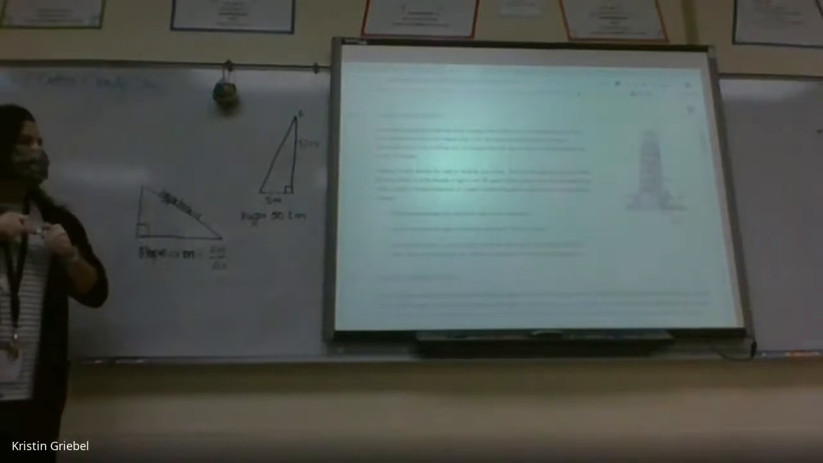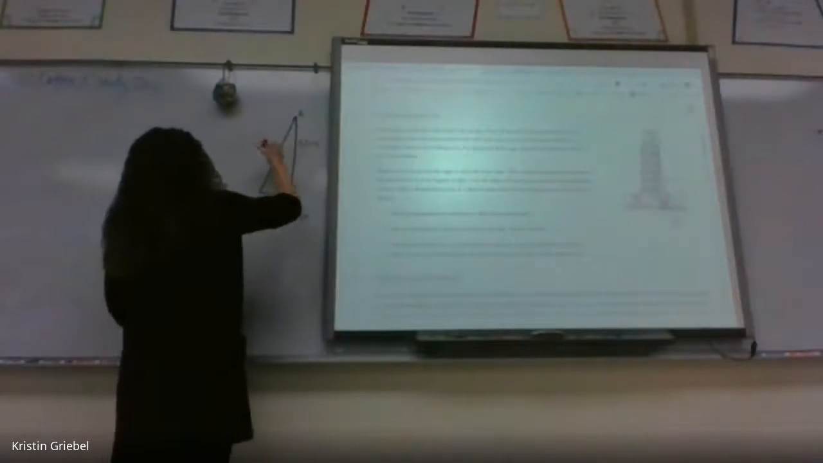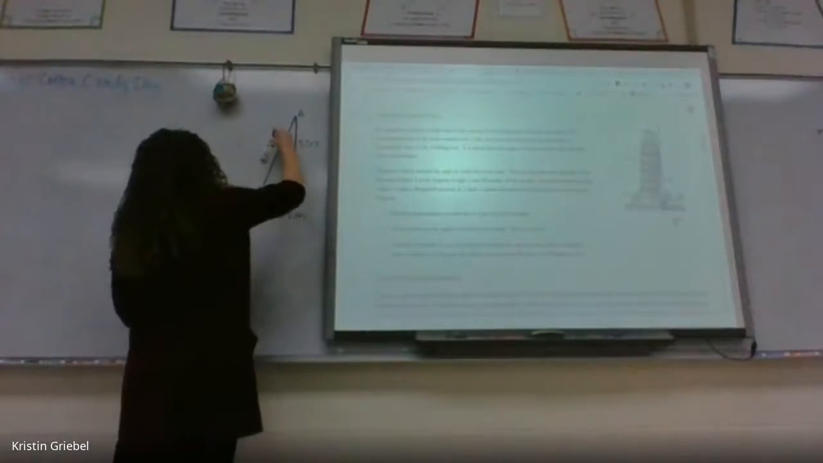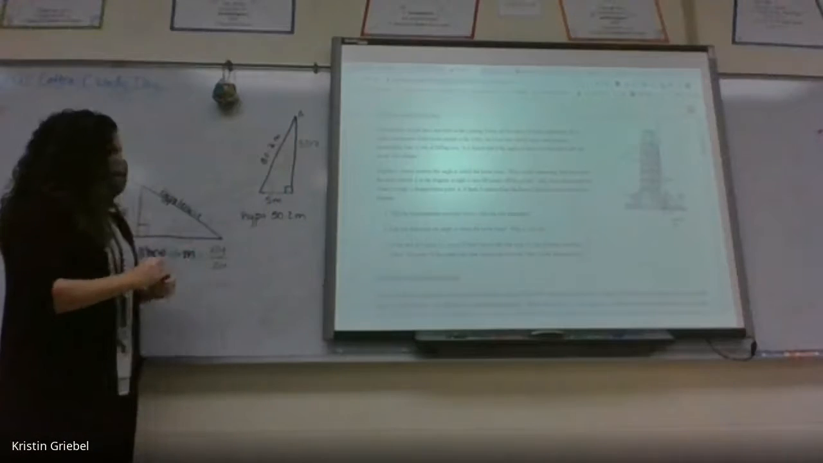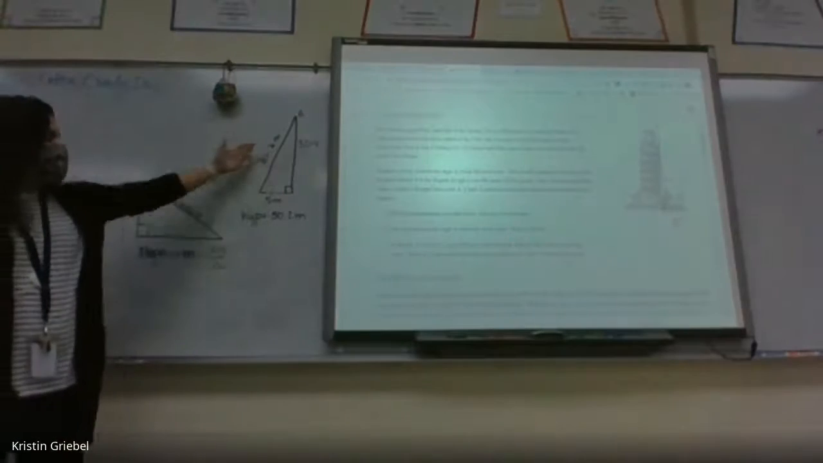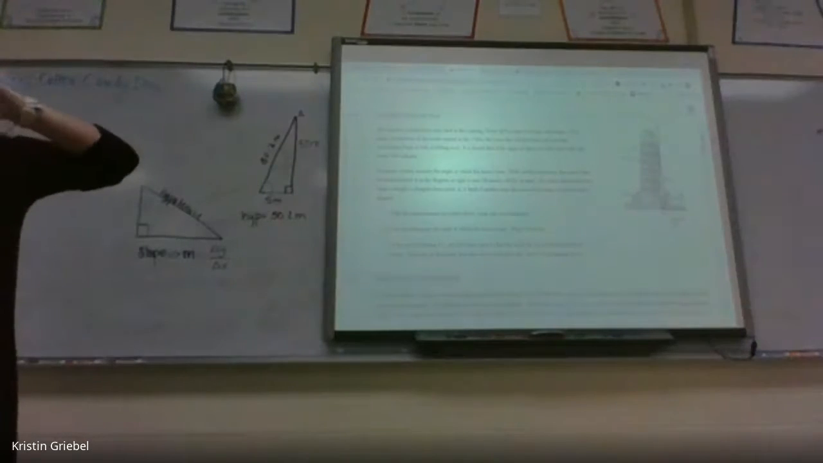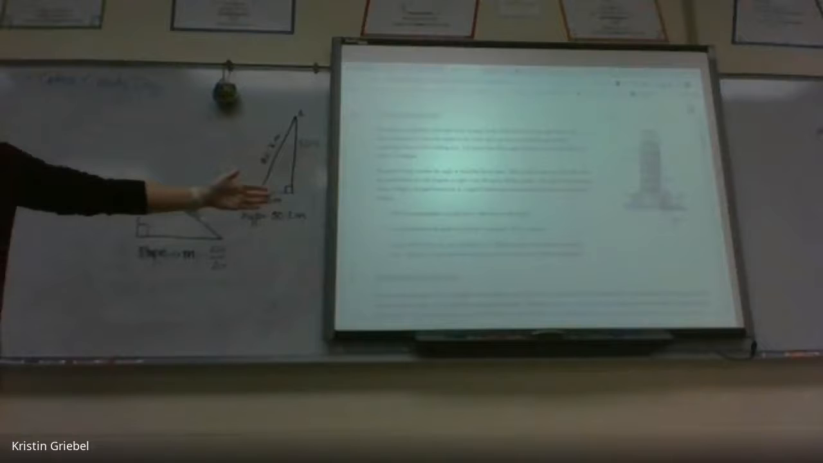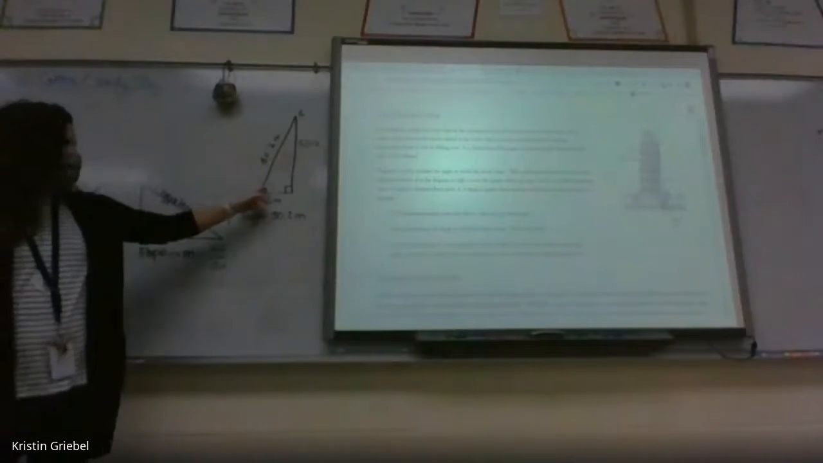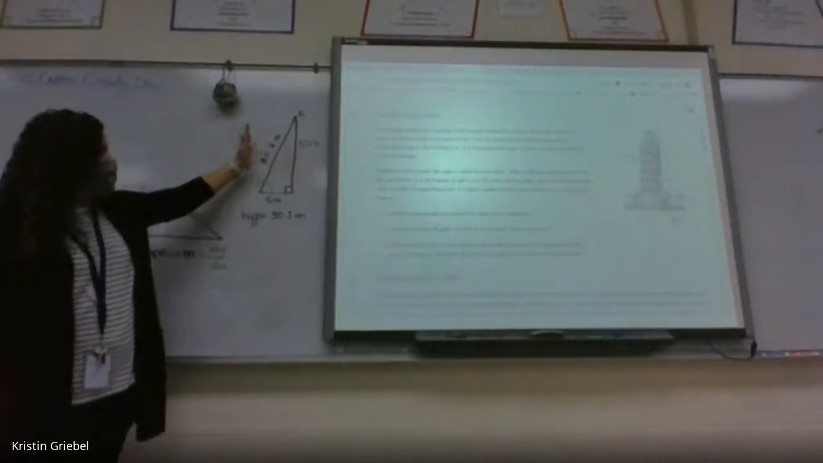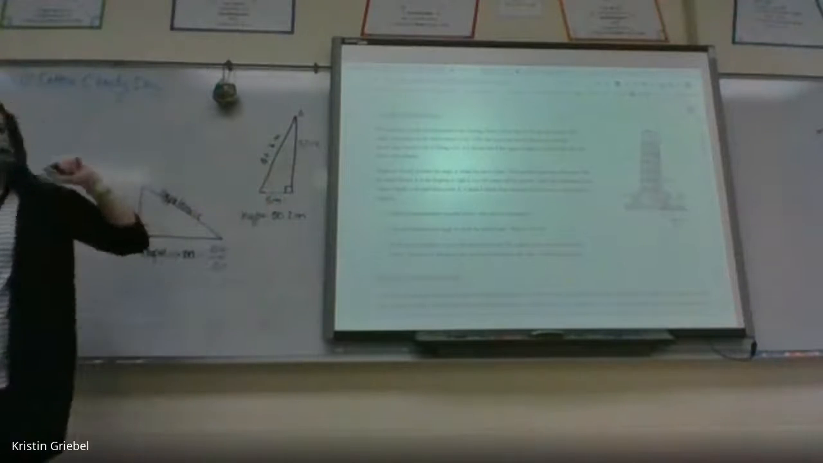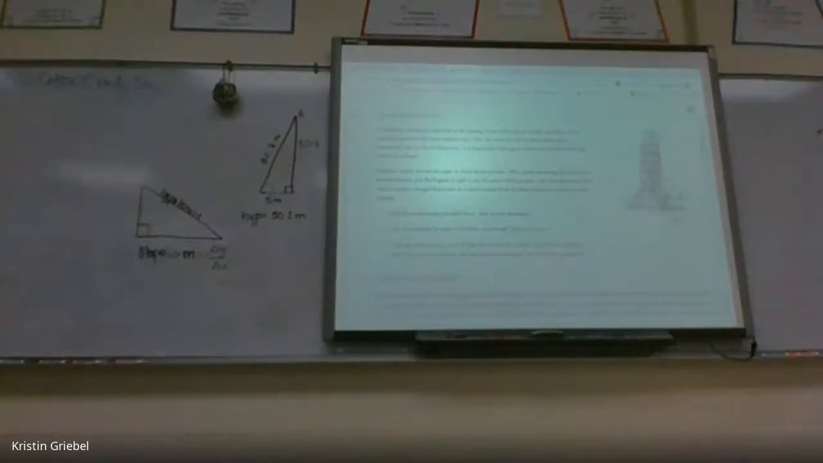Okay, so we now know that, I'll put it up here, this is 50.2 meters. All right, so we figured out the hypotenuse with our given information because we had 2 sides of a right triangle. Well, can you figure out what this angle is? Meaning they want to know what it's leaning at. So can you figure out the measure of this angle with your given information?